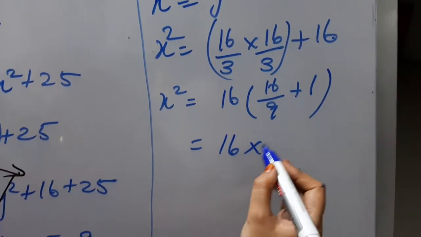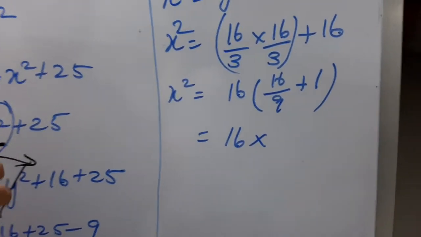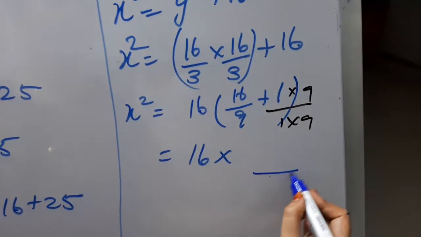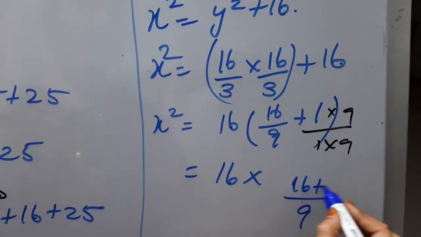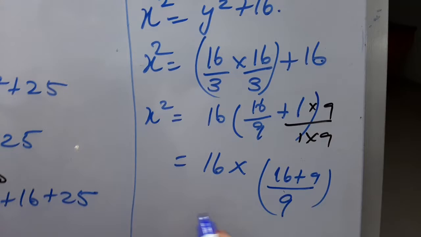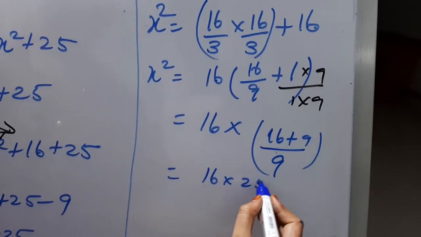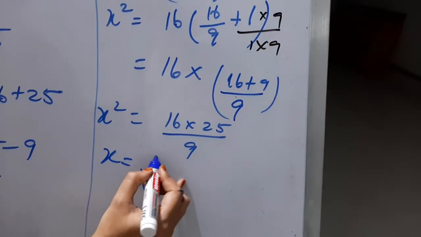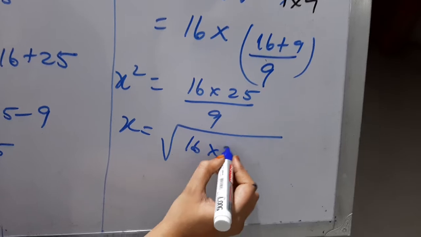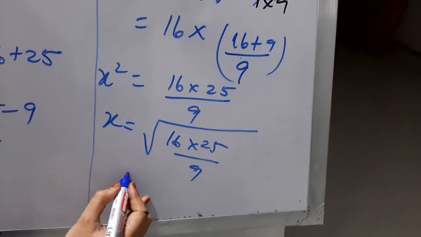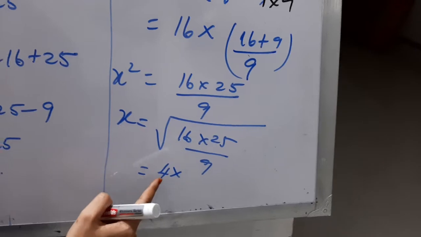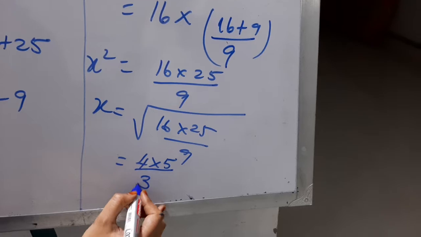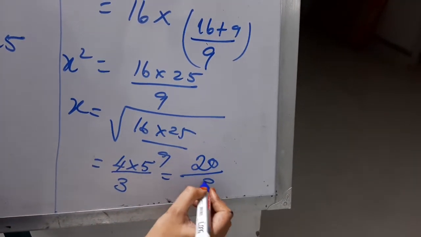Now we will get 16 into, take LCM here. What will be the LCM? The common denominator is 9. In the numerator we will get 16 plus 9, this becomes 16 into 25 divided by 9. x square is this. To find out x value, what we will do? We need to take square root. Under root 16 into 25 by 9. When you take square root for this, what will you get? For 16, square root is 4. For 25, if you take square root, you will get 5. For 9, if you take square root, you will get 3. So that is equal to 20 by 3.